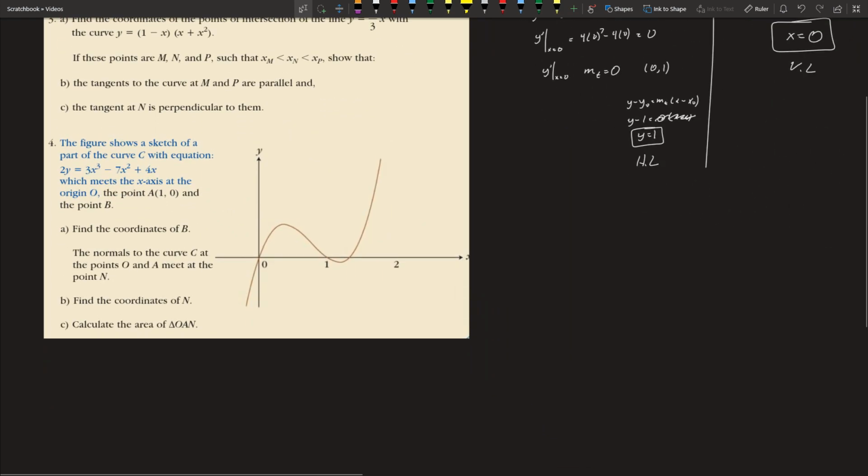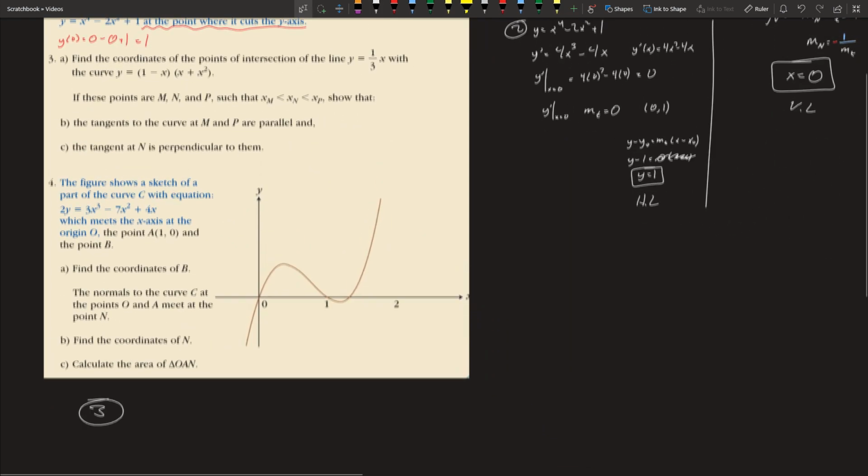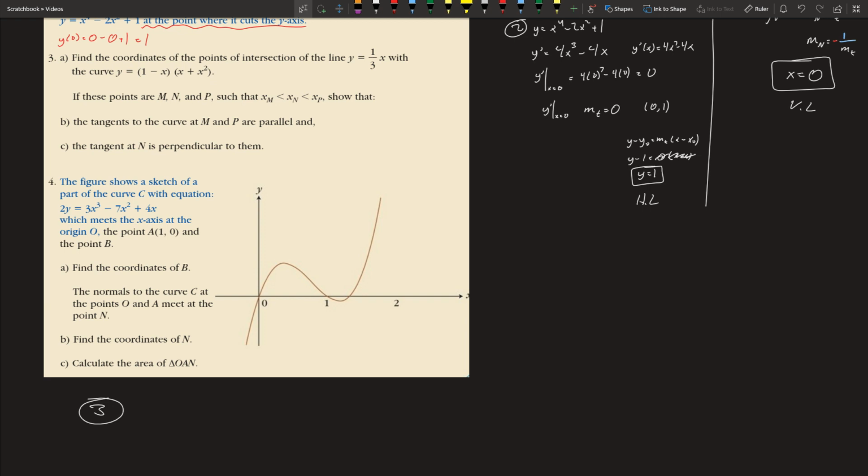Anyways, for question 3, we have: find the coordinates of the points of intersection of the line y equals a third x with the curve y equals that. If these points are M, N, and P such that x sub M is less than x sub N is less than x sub P, show that the tangents to the curve at M and P are parallel and the tangent at N is perpendicular to them. Okay, this is a huge problem, split into parts A, B, and C.